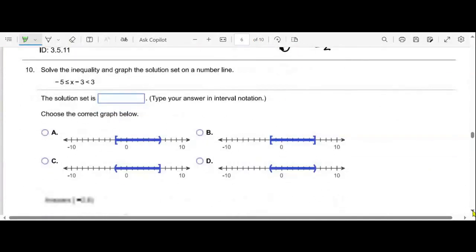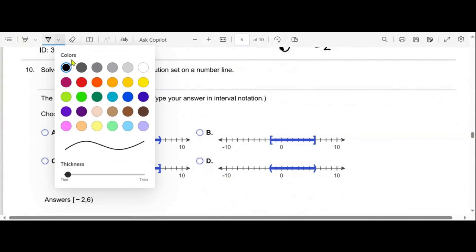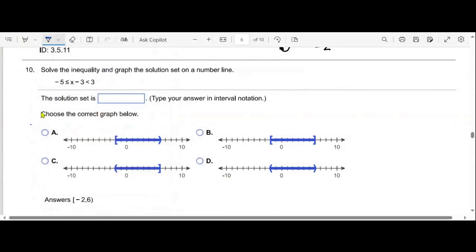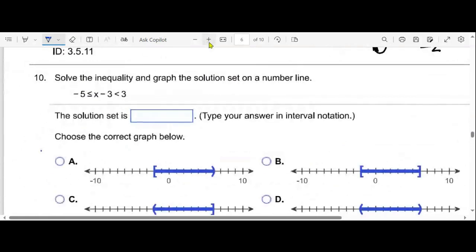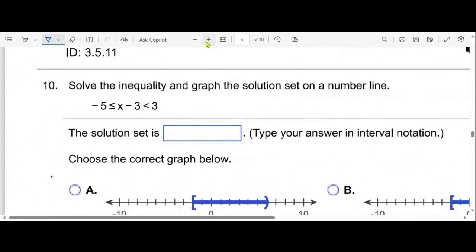Yalla, who wants to read number 10? Can I read? Yalla, Muhammad al-Haq. Solve the inequality and graph the solution set on the number line. -5 ≤ x - 3 < 3. We usually read from the middle. So we say x minus 3 is less than 3 and greater than or equal to -5. That's how you read.